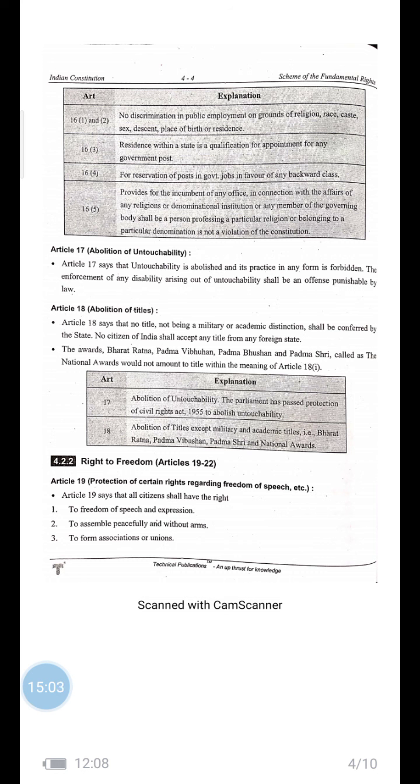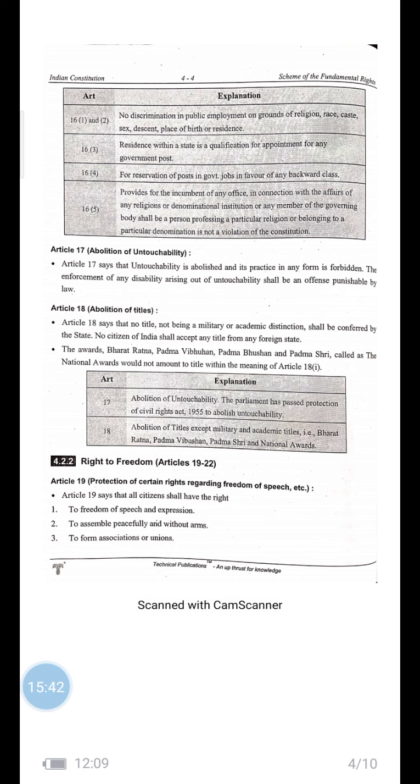So there are Article 17, the abolition of untouchability, and Parliament passed the Protection of Civil Rights Act in 1955, which abolishes untouchability. Then in Article 18 there is the abolition of titles, except military and academic titles such as Bharat Ratna, Padma Vibhushan, Padma Shri and national awards. If any person gains a title like Padma Vibhushan or Padma Shri, it is not a type of inequality, because they gain this title on the basis of their skills, knowledge and expertise in their field, right.